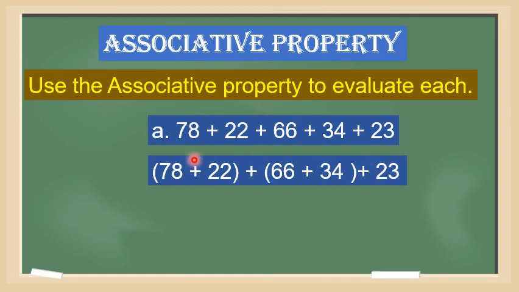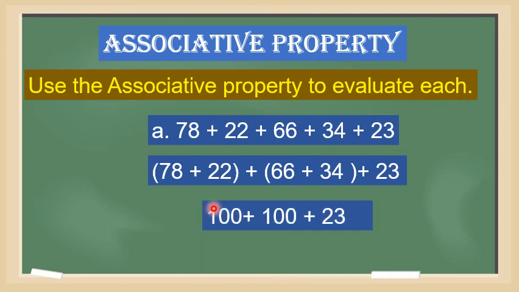Okay? Okay. Teacher, pwede si kuan 22 plus 66 ang amo ang i-group? Yes. Pwede kaayo. Teacher, pwede si 34 o si 23 amo ang i-group? Yes. Pwede kaayo. Okay? So, next is, what is 78 plus 22? It is 100. Plus 66 plus 34, it is also 100. And then plus 23. So 100 plus 100 plus 23 is equal to 223. Okay, so nasabtan ninyo ang associative property. Ato silang grupo-grupo ahay unahon na to pag answer. Okay? Next.